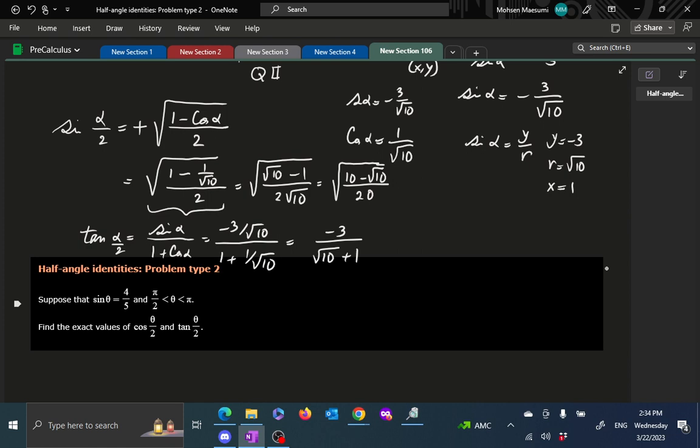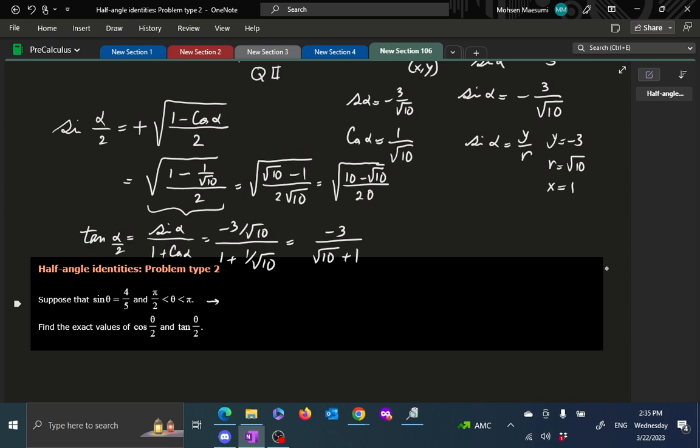And we check the answers. Does it have the appropriate sign? We are in the second quadrant. Our tangent has to be negative, and that looks okay. Okay, let's go to another one.